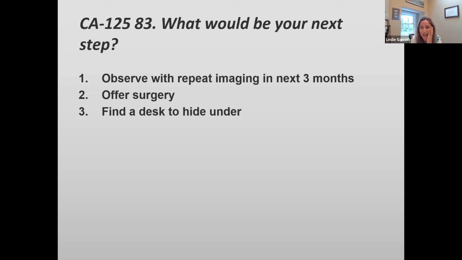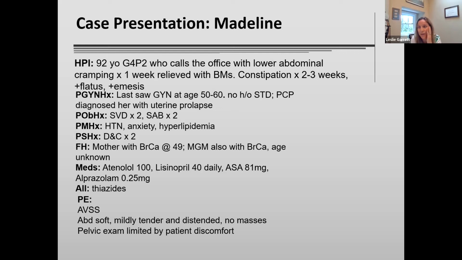And then the last one, 92, sweet Madeline. So she comes in saying she's been having some lower abdominal pain, which got better with helping out some constipation, but she feels gassier. She's had some nausea, vomiting. She hasn't seen a gynecologist since she was 50, which we hear a lot. But really, pretty good for 92, has a little hyperlipidemia, a little hypertension, had a mother with breast cancer at 49, and maybe a maternal grandmother also, but she made it to 92 and doesn't have breast cancer. So that's probably pretty good.